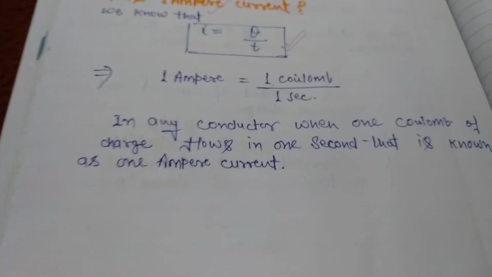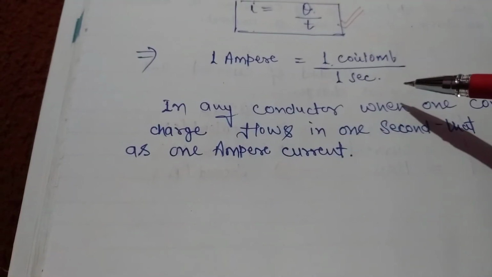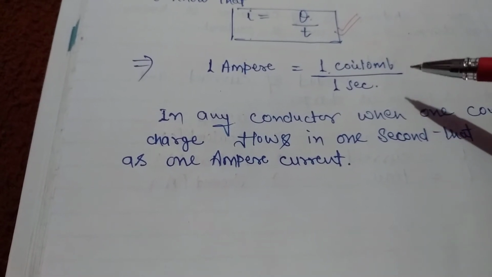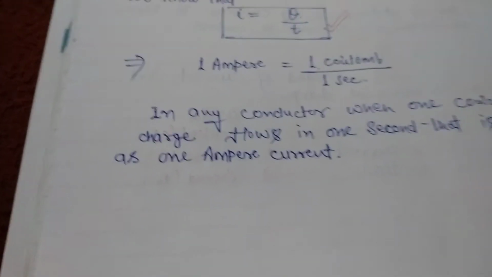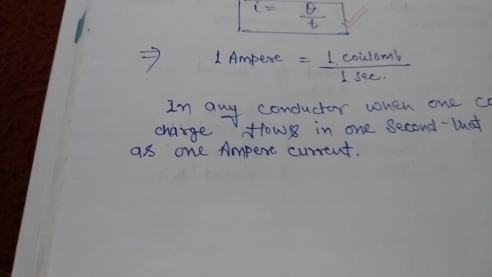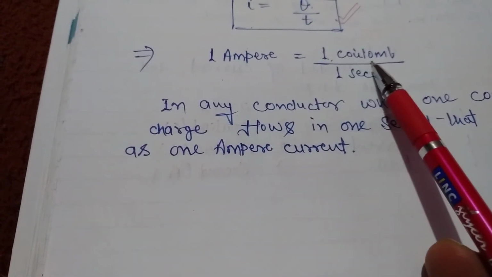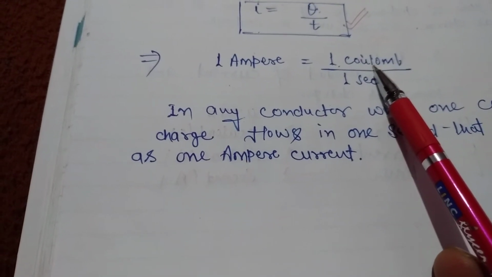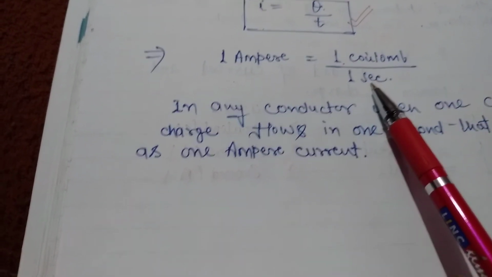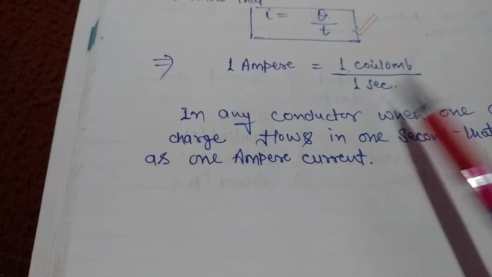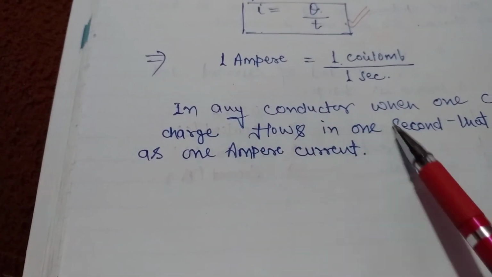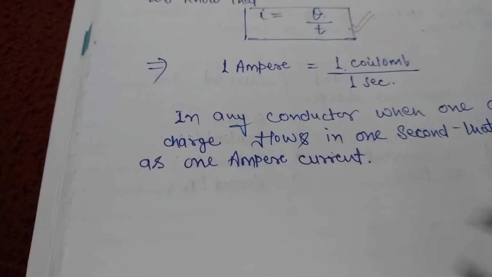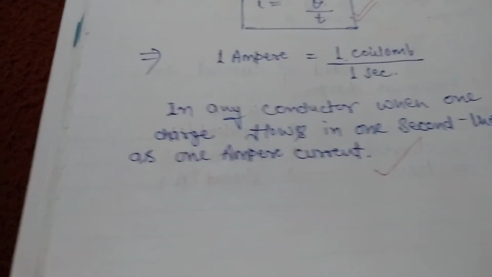In the definition of ampere, we will now include coulomb and second. With the help of this, we can easily explain that when 1 coulomb of charge flows in any conductor in 1 second, that is known as 1 ampere of current. Dear students, you can explain in any conductor when 1 coulomb of charge flows in 1 second, that is known as 1 ampere current. This is the first definition.